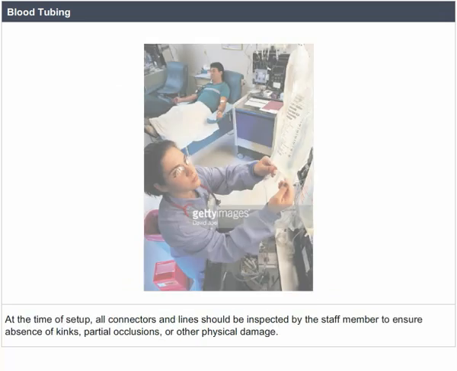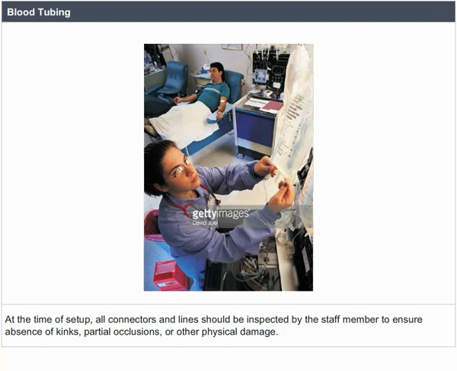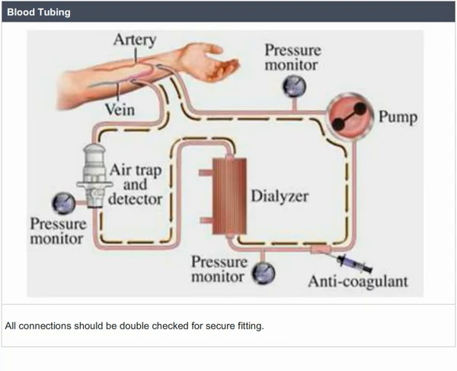At the time of setup, all connectors and lines should be inspected by the staff member to ensure absence of kinks, partial occlusions, or other physical damage. All connections should be double-checked for secure fitting.